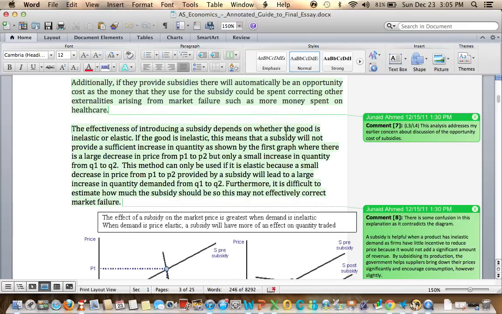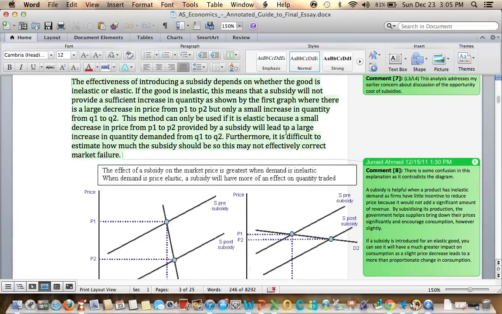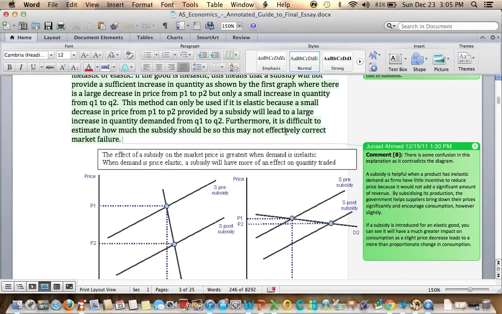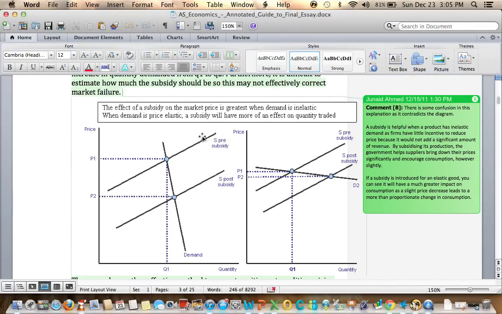Now we're talking about the evaluation. It depends on whether the demand for the good is inelastic or elastic. If the demand for the good is inelastic, it means that a subsidy will not provide a sufficient increase in quantity, as shown by the first graph where there's a large decrease in price from P1 to P2, but only a small increase in quantity from Q1 to Q2. So this is good. This is ultimately showing you that before the subsidy, the only thing that really manages to happen is there's a significant drop in price and a slight change in demand.